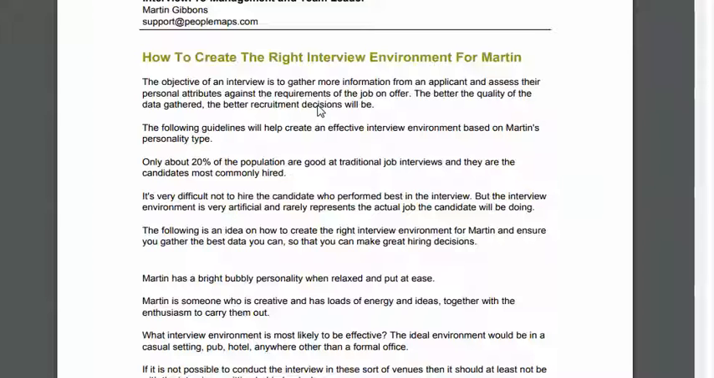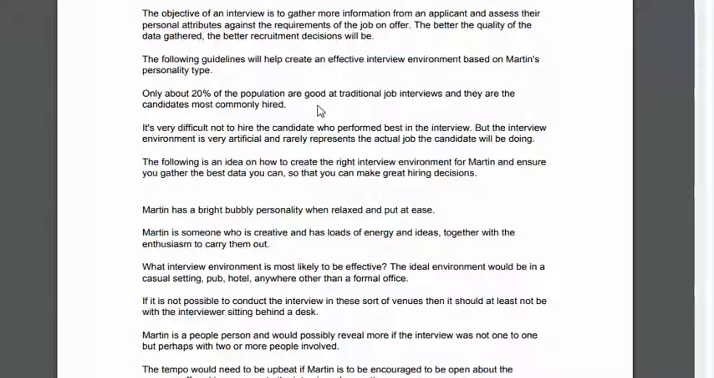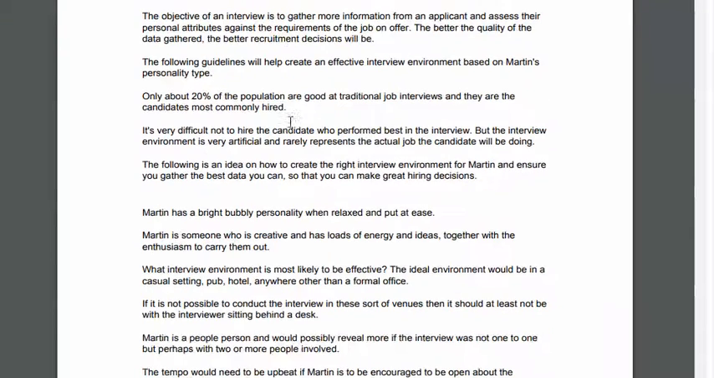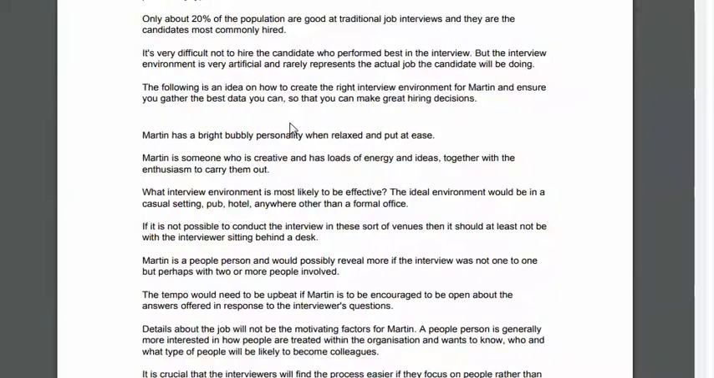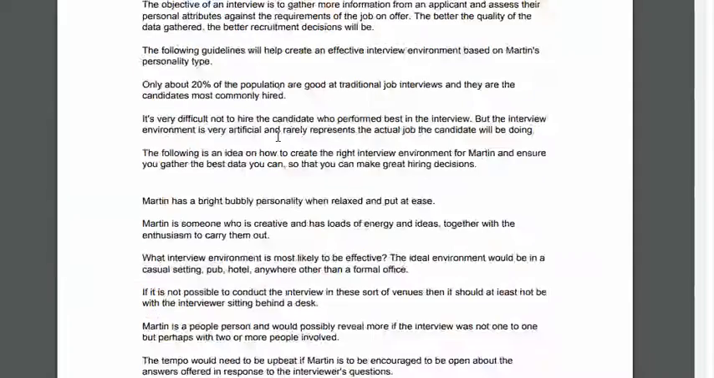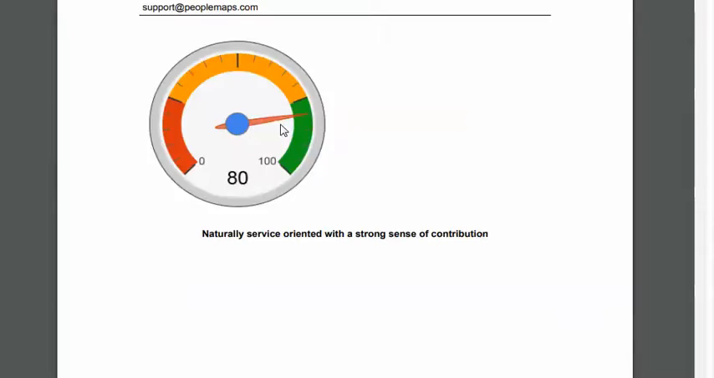And then finally, right at the end here, there's how to create the right interview environment. Again, this is something pretty unique to People Maps. If you're going to interview someone, put them in an interview environment that they're more likely to open up and talk in. This is personality centric, so it's different for different people. This topic at the end of the report will tell you what environment to create to get the best from that interview experience. And so remember, interviews are all about getting candidates to open up, relax and talk, and say something that you wouldn't have known otherwise.